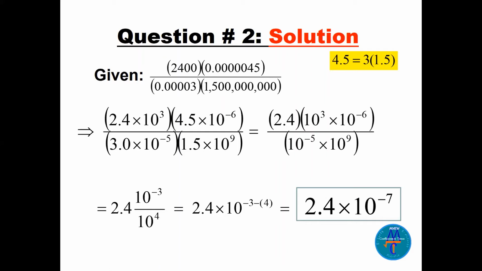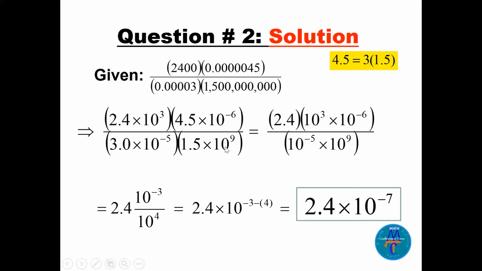Let's see. 2400: I moved the decimal point 1, 2, 3, so it is 2.4 times 10 cubed, because I moved the decimal point to the left. Here I move it to the right, so 4.5 times 10 to the power minus 6. 0.00003 is 3.0 times 10 to the power minus 5. And the last one is 1.5 times 10 to the 9.